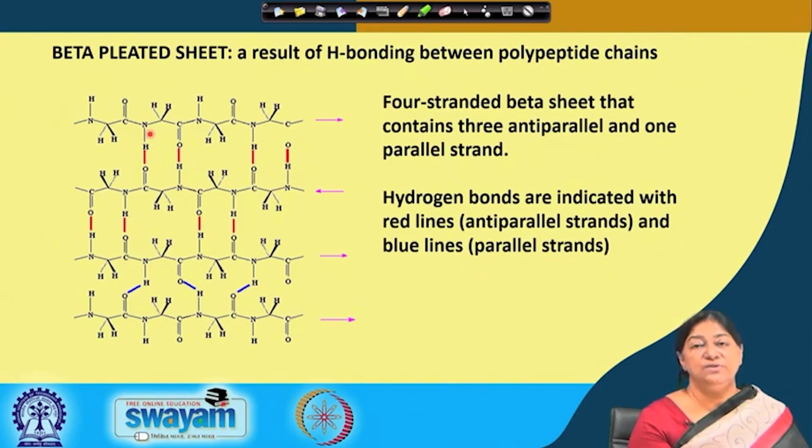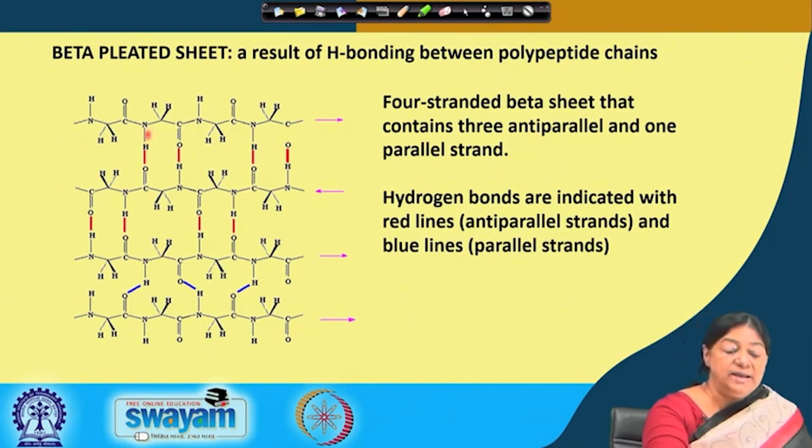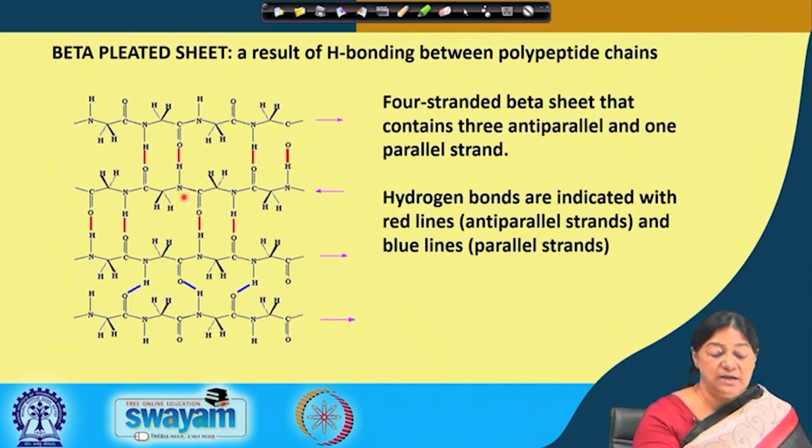The I to I plus 4 is the characteristic definition of a hydrogen bond for a regular alpha helix, and the CO NH, again a hydrogen bonding pattern, which you will see for a specific type for an anti-parallel and a specific type for a parallel, where the hydrogen bonds are indicated by the red lines here for the anti-parallel strands and by the blue lines here for the parallel strands.